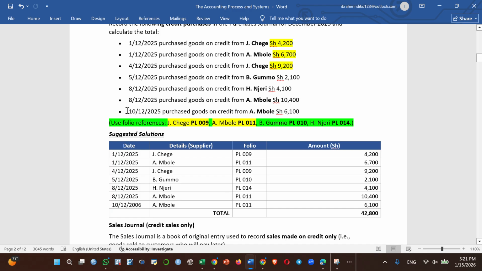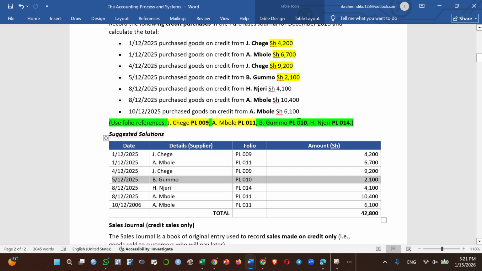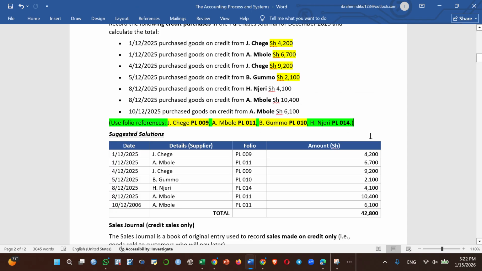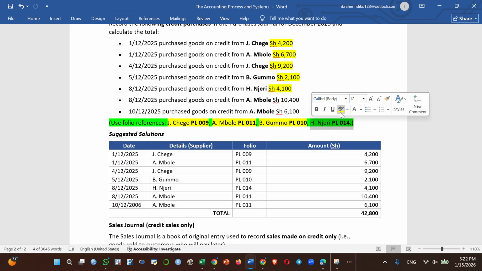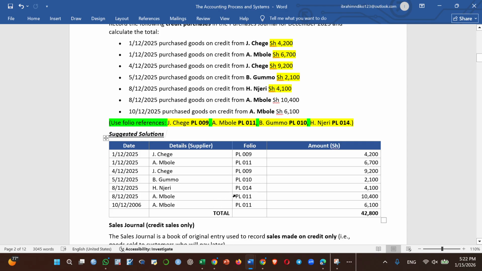Then you find the total. So if you go to date 5, look at date 5. That is Ngumo. Ngumo had 2100, and you have it here. You can see this one. This is Ngumo. The reference number for Ngumo is PL10. Then after Ngumo, the next transaction is on date 8 from Jerry. So purchase goods on credit. You can see it here for 100. The reference number for Jerry is PL14.